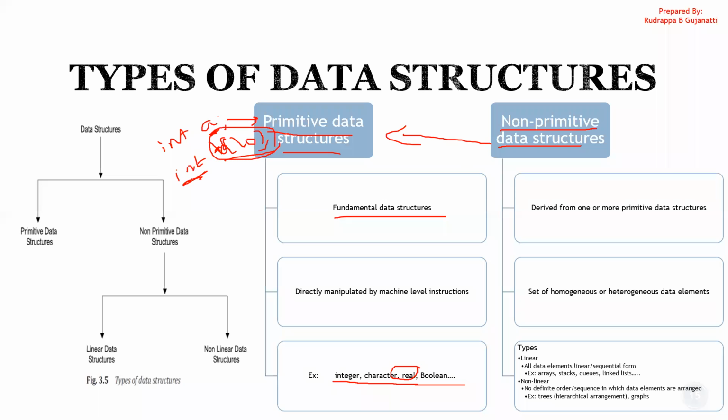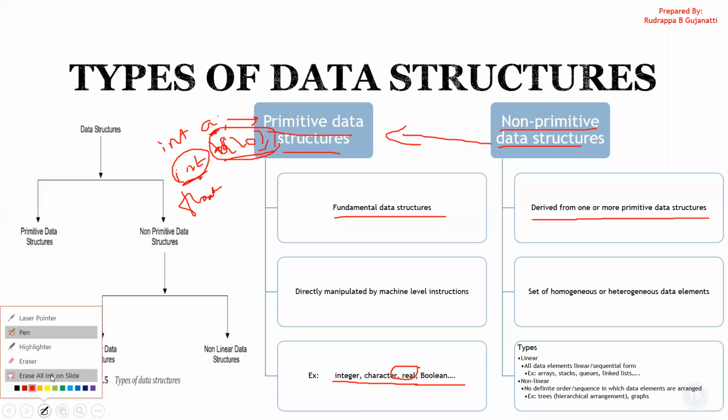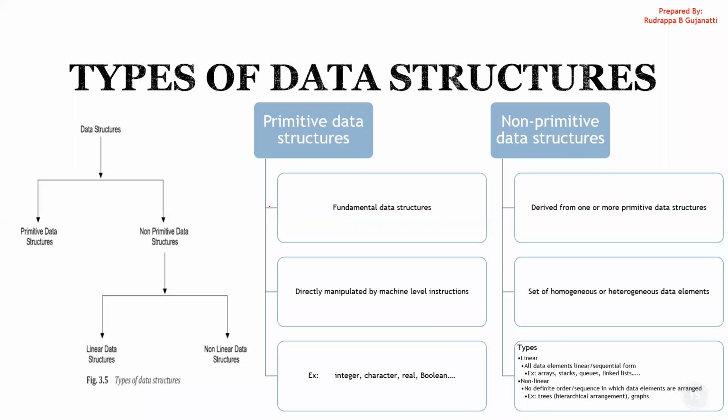So from the primitive data structure itself, I am building the non-primitive data structure, which is like a descendant of the primitive data structure. These are derived from one or more primitive data structures. It might be float, int, character, and so on. Apart from that, we have seen other data structures as well, and those also fall under this category. So we have non-primitive data structures which are derived from one or more primitive data structures.